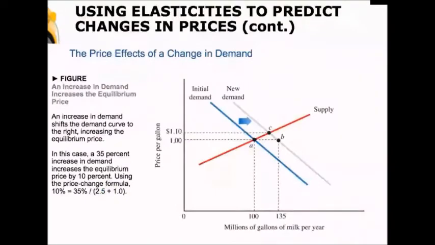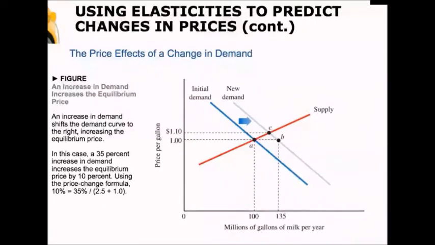Here's an example where we have an initial demand curve which shifts out to a new demand curve, and we have a supply curve. At the initial equilibrium, we can see that there was a price of $1 and a quantity of 100 million gallons, and we're looking at a market for milk here. If the demand curve shifts out, we can see that the price is going to go up to $1.10, and the quantity is going to go up as well. How much is the price going to change?